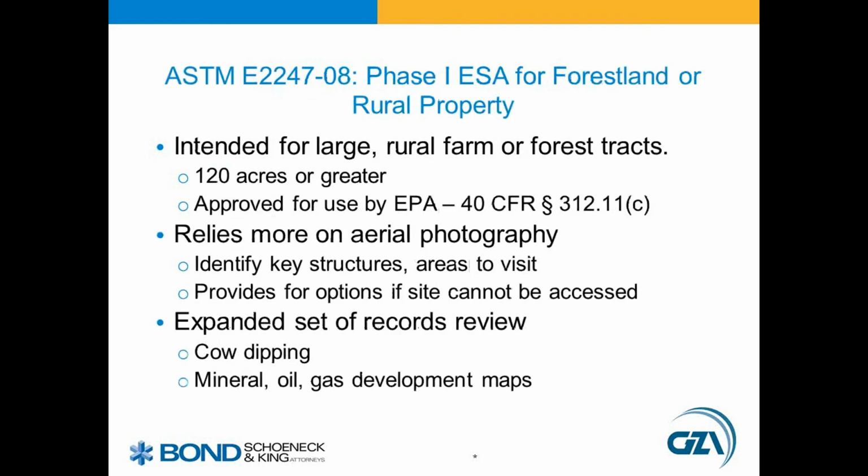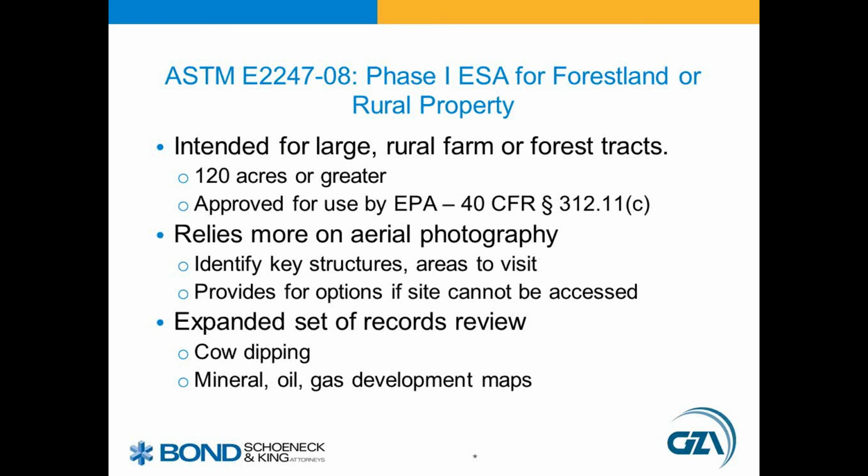This is an interesting standard that we can rely on when we have to do a Phase 1 for a large rural or farm area of 120 acres or greater. E2247-08, which is approved for use by the EPA, allows us to rely more on aerial photography. We can use aerial photos to identify key structures and areas to visit, and it provides for options if we can't access the site. For instance, if it's up the side of a steep mountain where the vegetation is just too thick to get through.